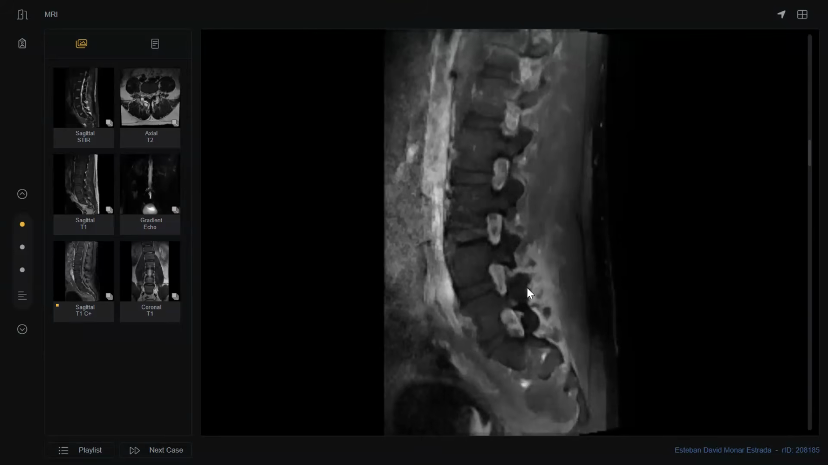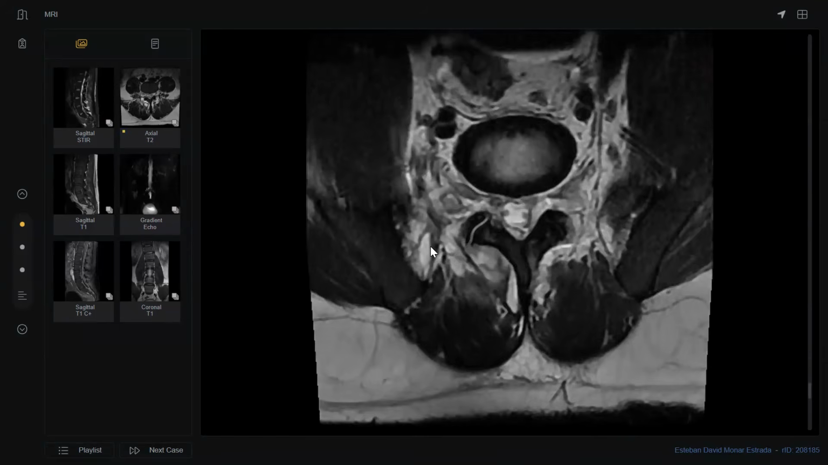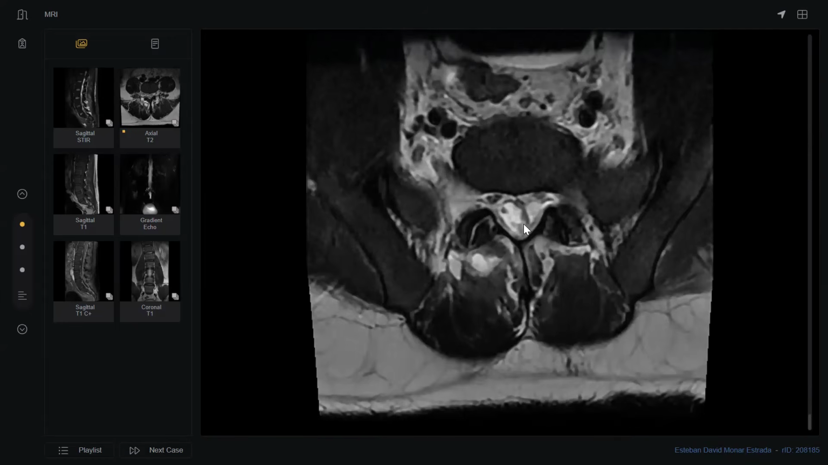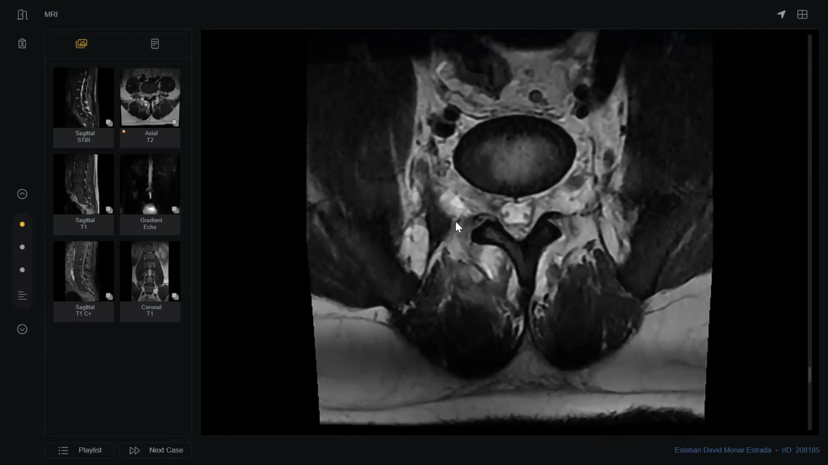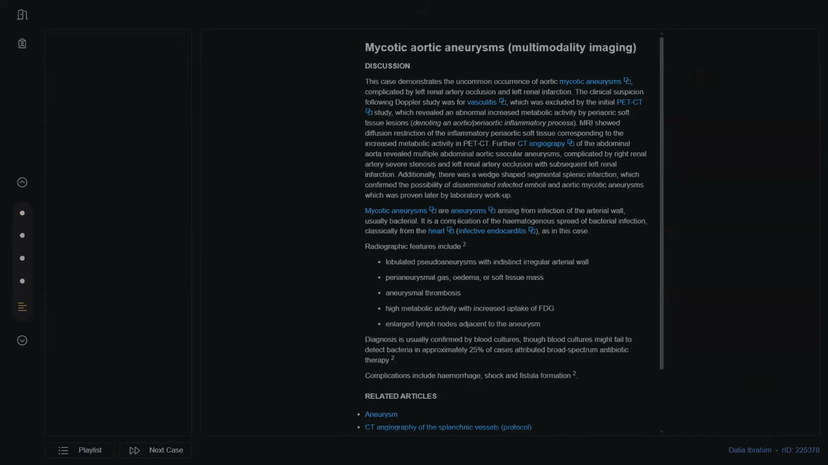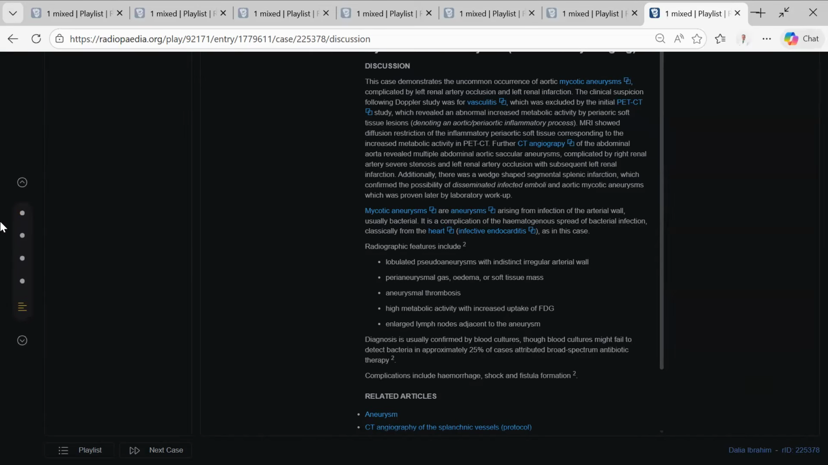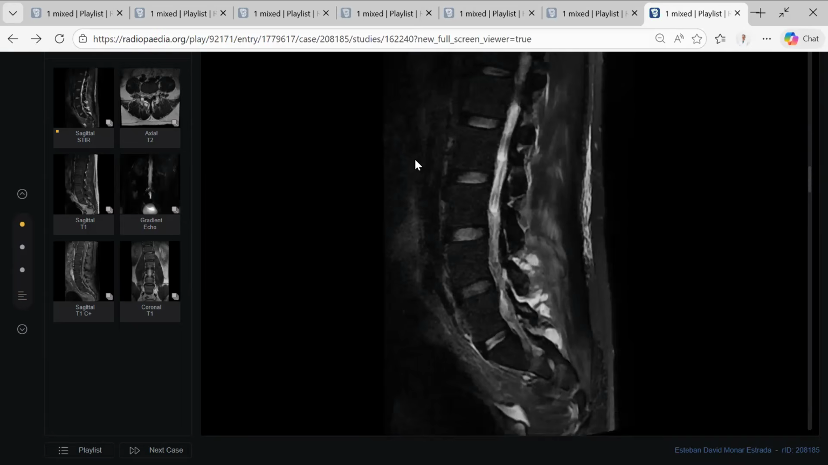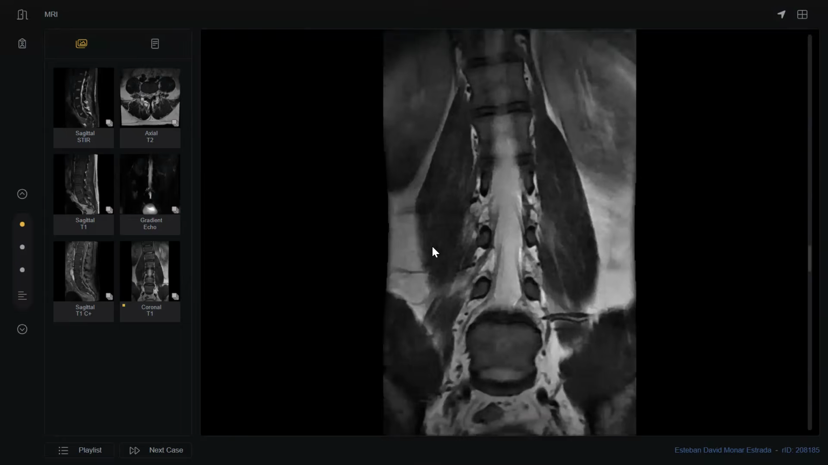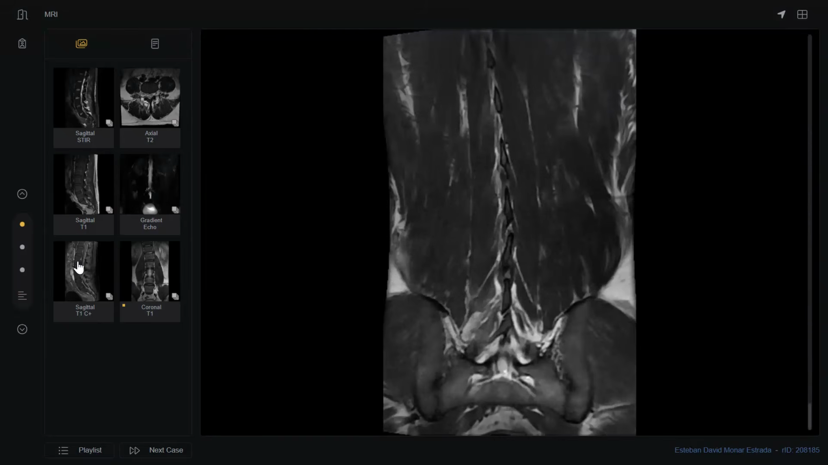Did you hear about facet arthritis before? I advised all of you many times: compare right with left. If you compare this facet joint with this one, there is some fluid here at least. So this is facet arthritis complicated by abscess formation.